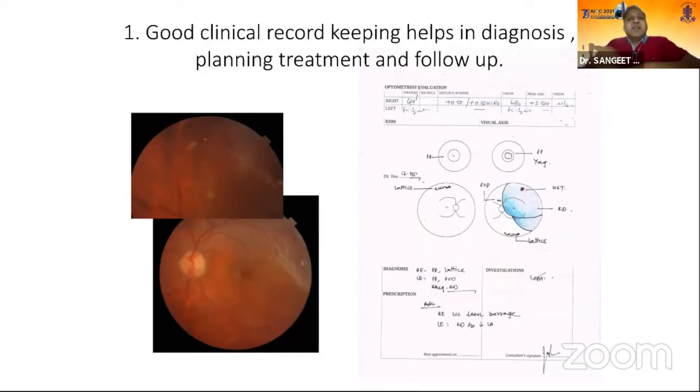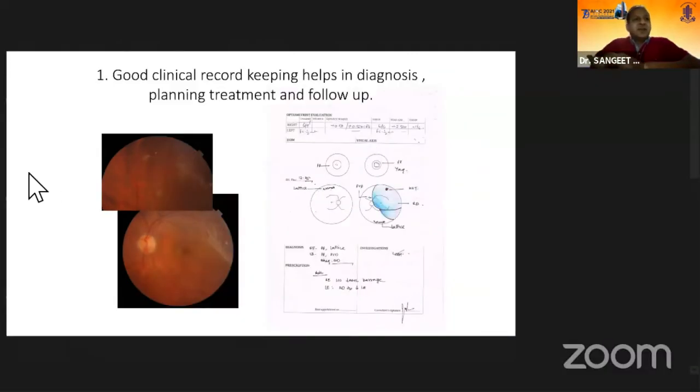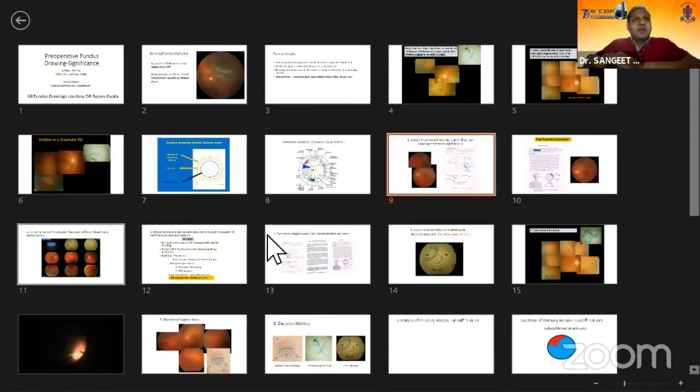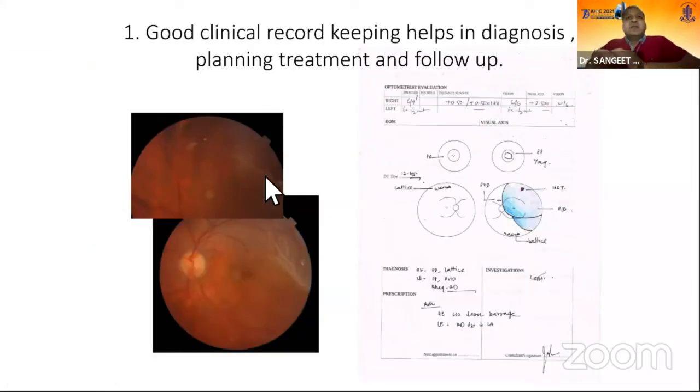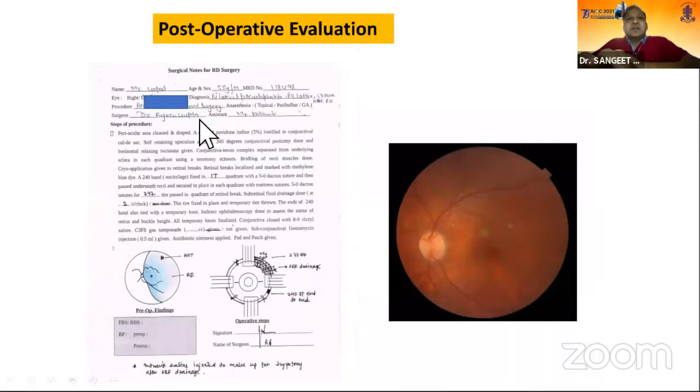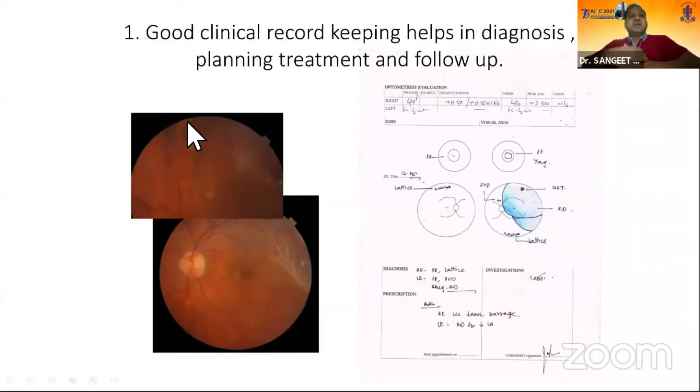So now I come to the significance. First significance, and I think that is one of the most important, is to keep a good clinical record for diagnosis and planning treatment and follow-up of the patient. This is one of the most significant reasons why you have to do a fundus drawing. You have to keep a good clinical record of the patient.